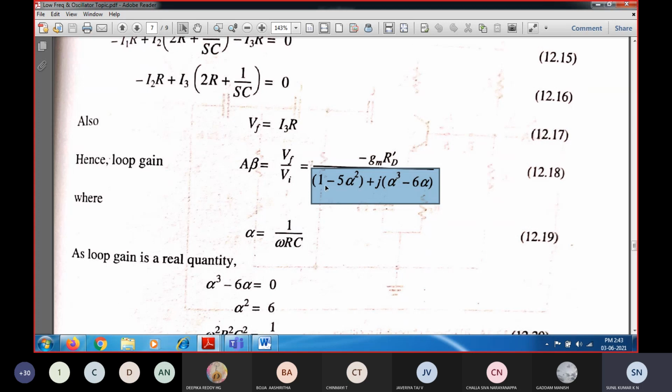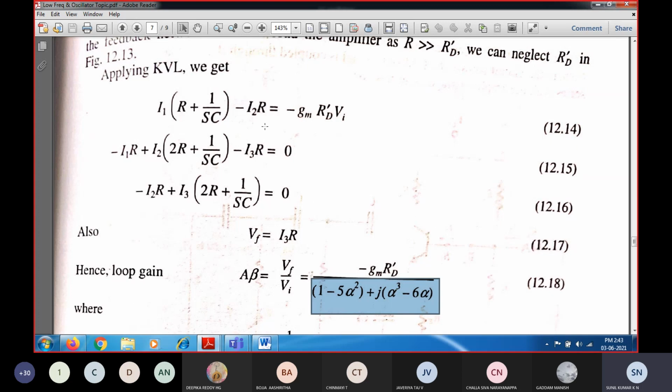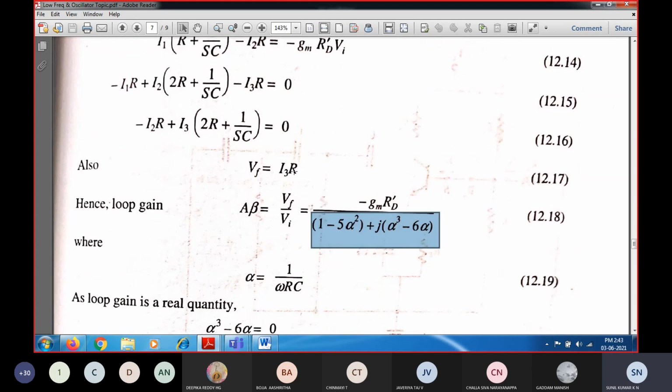That expression is going to have 1 minus 5 alpha square plus j into alpha cube minus 6 alpha. So this is the network. When you simplify these three voltage equations and substitute, you can easily find out the expression, which is going to have a real part as well as an imaginary part. The loop gain will not have an imaginary part, it will have only a real part. So the imaginary part expression is going to be equated to 0.